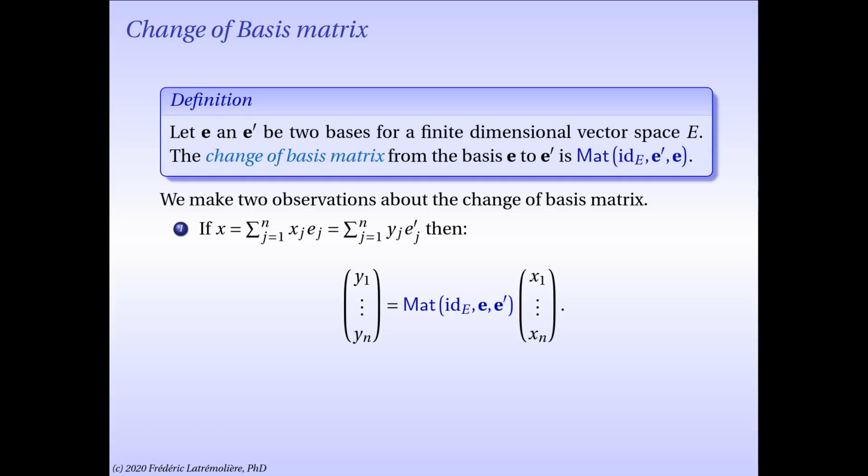This has to hold for any vector in E. So in particular, it gives us how to compute the matrix of change of basis. When we apply the matrix of change of basis to the vector 1, 0, 0, 0, etc., we get its first column. By our computation, we see that this first column must be the coordinates of E sub 1 in the basis bold E prime. Similarly, the second, third, etc. columns of this change of basis matrix are the coordinates of E2, E3, etc. in the ordered basis bold E prime.